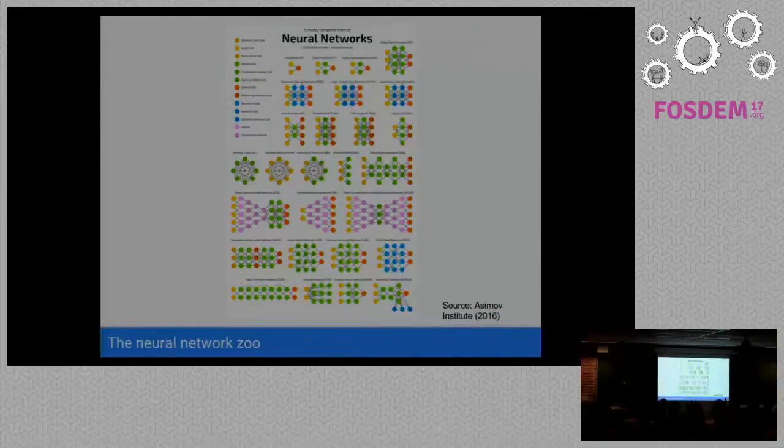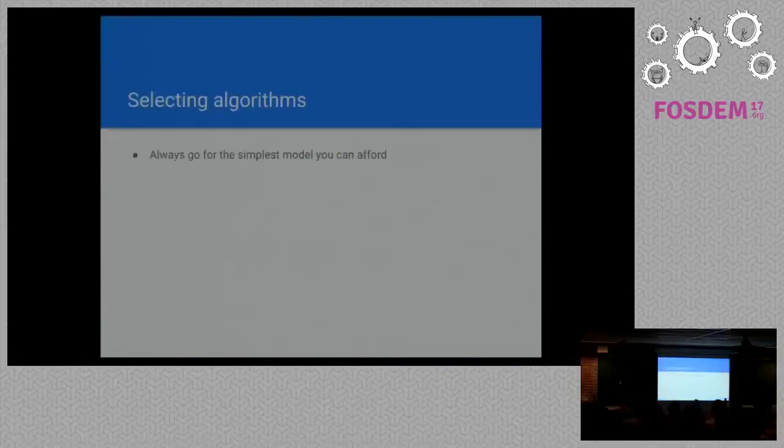And the second one, this one is from the Asimov Institute, where they try to illustrate some of the most popular neural network architectures. And my point here with these two images is that already at the algorithmic choice, there's a staggering amount of choices that you have to make. And the reality is that for your first launch, this is mostly unnecessary. For your first launch, what you should be focusing on is simplicity. And there are a lot of good reasons for that, and we'll see those next.